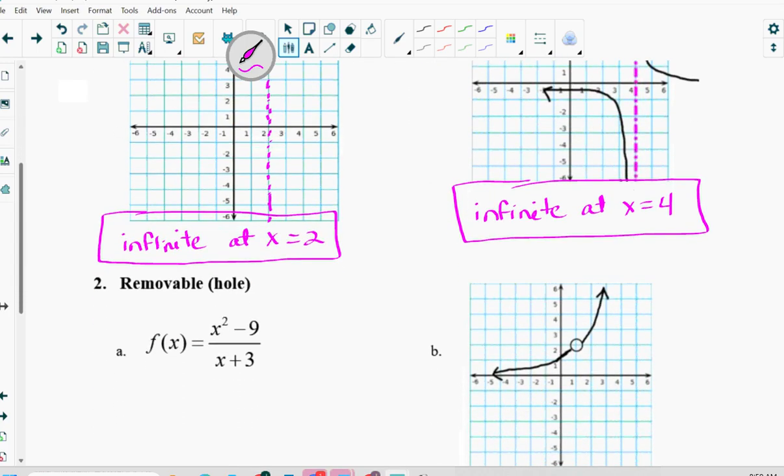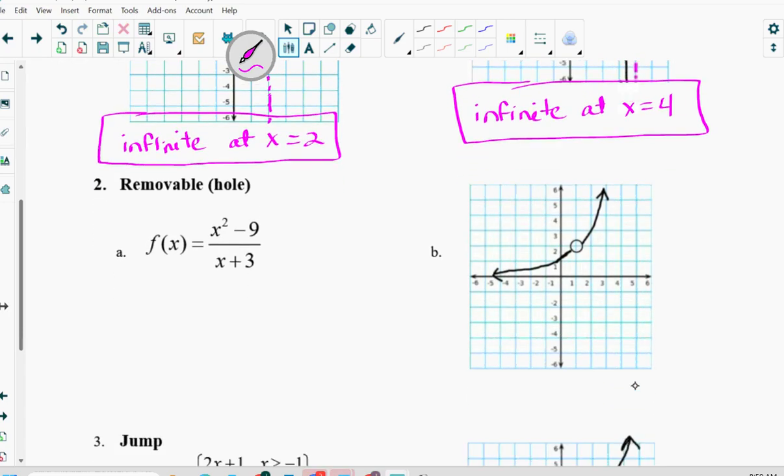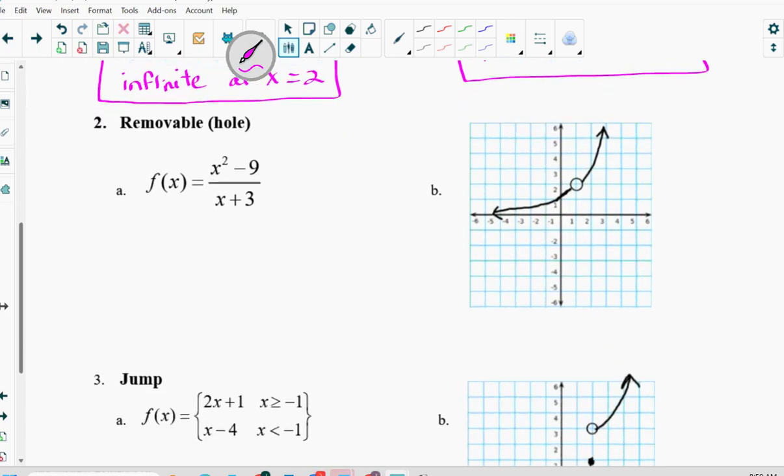The second type is called removable. It's a hole. So this first one, if we go through this, what does that numerator factor into? Good. x plus 3, x minus 3, over x plus 3. What happens with the x plus 3's? Yeah, that's what creates a hole, when you cancel out a factor.